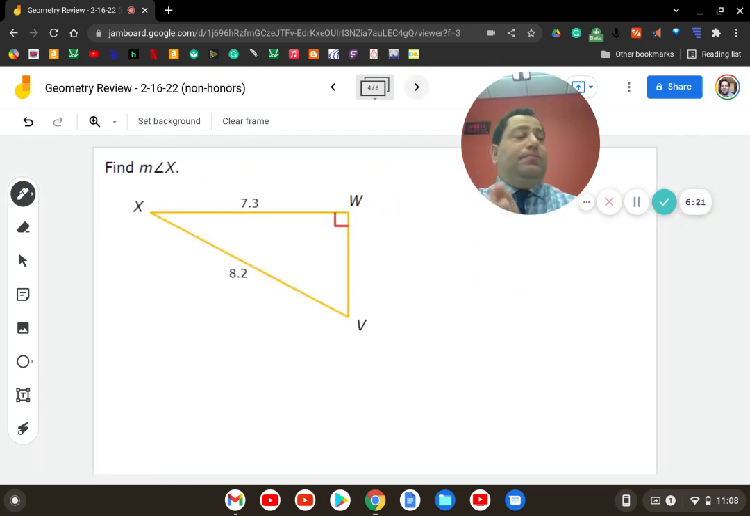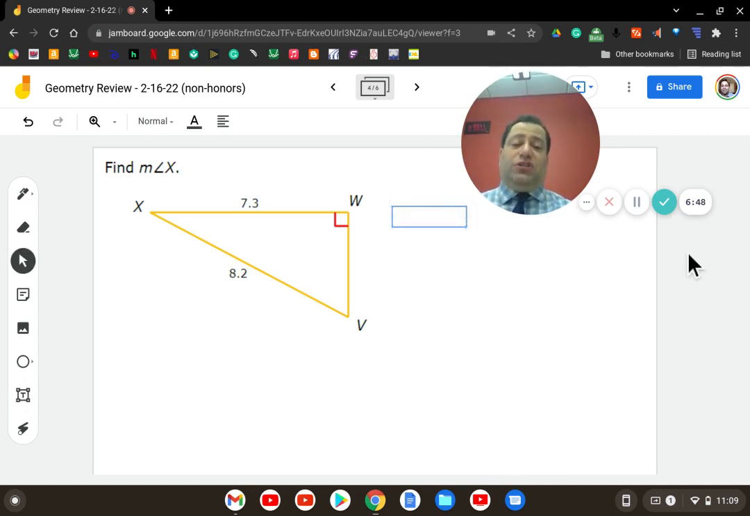Let's try another example. In this example, I'm asked to find an angle, and I'm given a right triangle with two sides. If you are looking to find an angle and you have some side information, you can use inverse trigonometry to find that angle. The same ratios apply, just in the opposite order. First we have sine, then we have cosine, and then tangent.